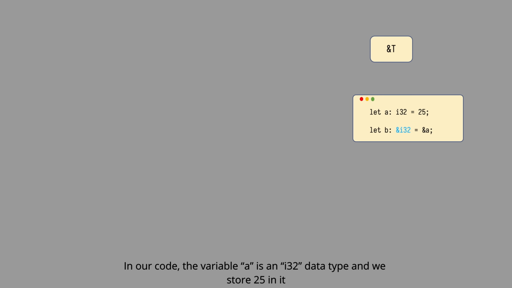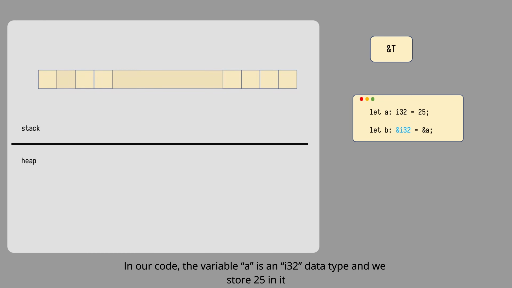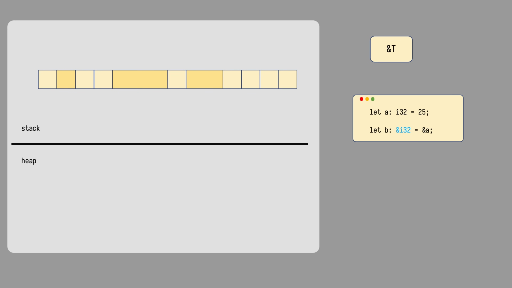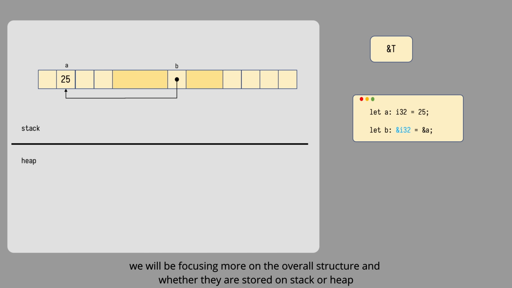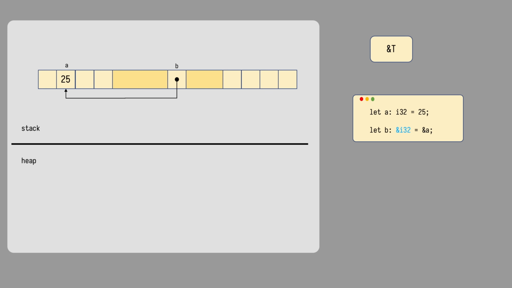Next is the reference data type. In our code, the variable a is an i32 data type, and we store 25 in it. Variable b is a reference to a. From now on, I won't be showing the actual number of bytes a data type takes. We will be focusing more on the overall structure, and whether they are stored on stack or heap.